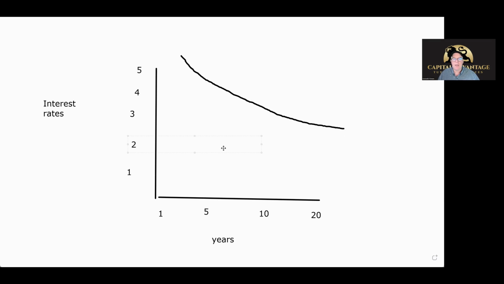And that means the short-term yields are higher than the long-term yields. Usually it's a sign of recession. So it's an inverted yield curve because it's not normal. So a normal yield curve is this, and an inverted is that.